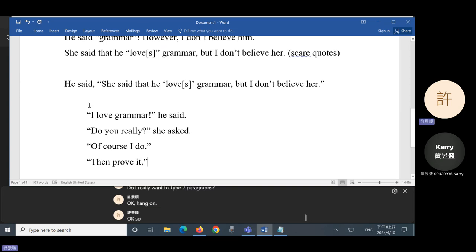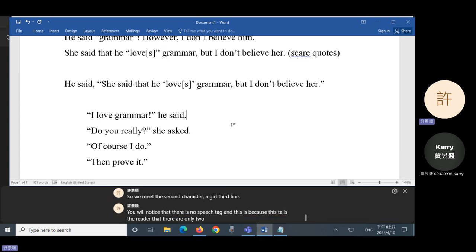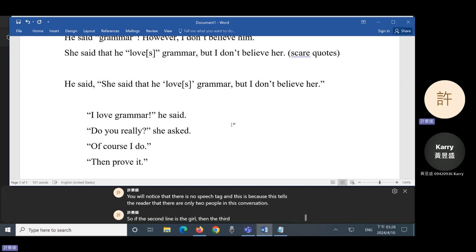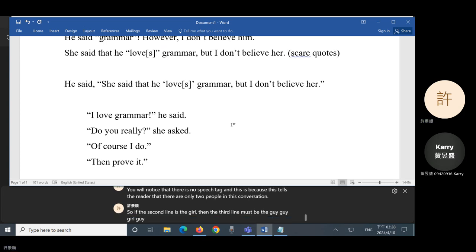Okay, so each line is indented, 缩排, because each line is the beginning of a new paragraph. First line, I love grammar, he said, so we meet the first character, a guy. Second line, do you really, she asked, so we meet the second character, a girl. Third line, you will notice that there is no speech tag. And this is because this tells the reader that there are only two people in this conversation. So if the second line is the girl, then the third line must be the guy. Guy, girl, guy, girl. And you will often see this in stories in fiction.